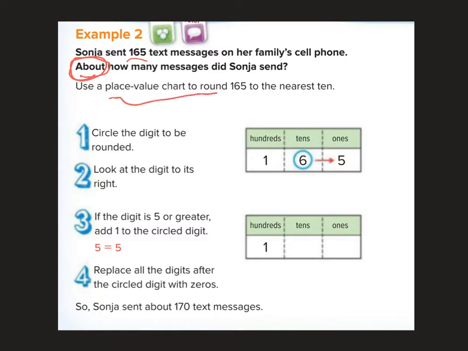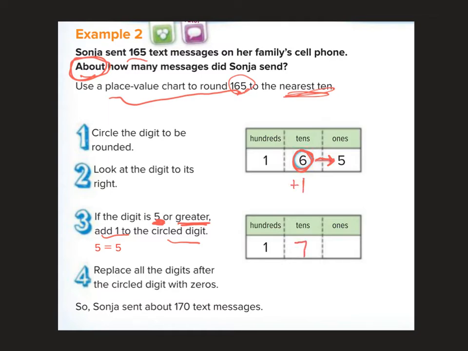Use a place value chart to round 165 to the nearest 10, okay? So we need to circle the number that's in the tens place. Then we're going to look at the digit to the right. If the digit is 5 or greater, we're going to add 1 to the circled digit. So it's 5, so that means I need to add 1 to the circled digit.